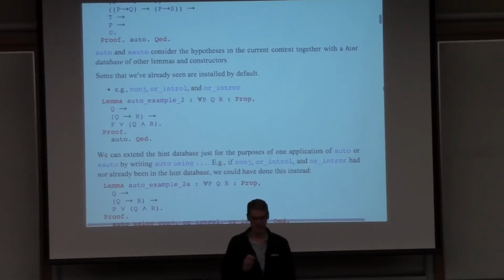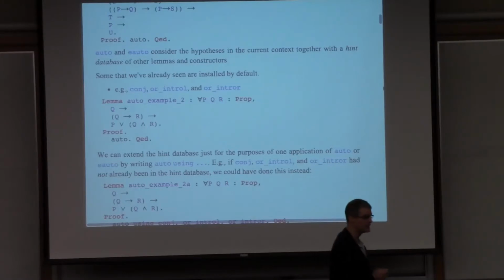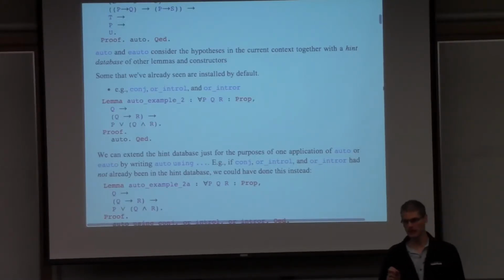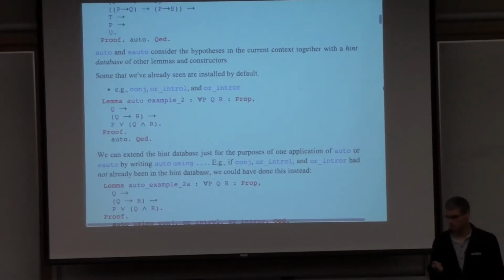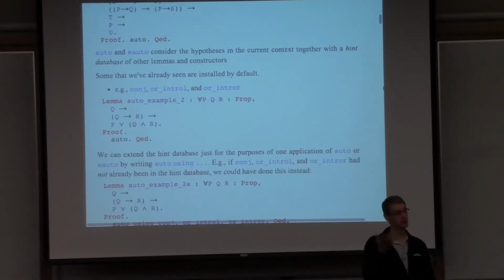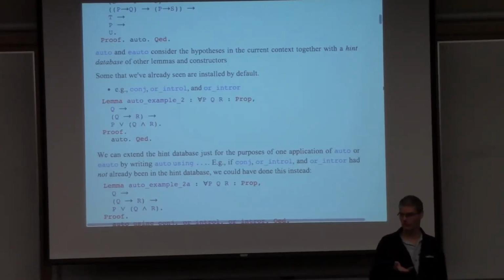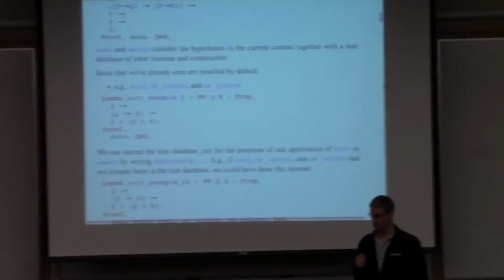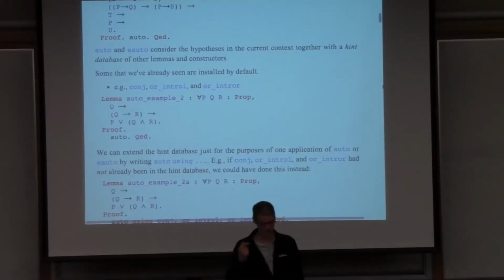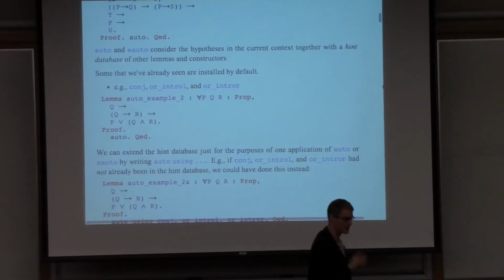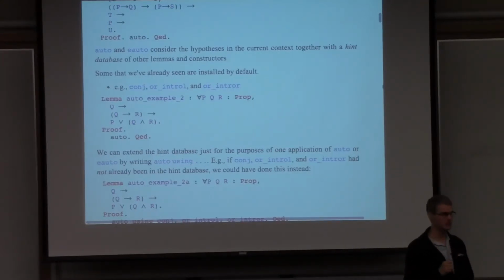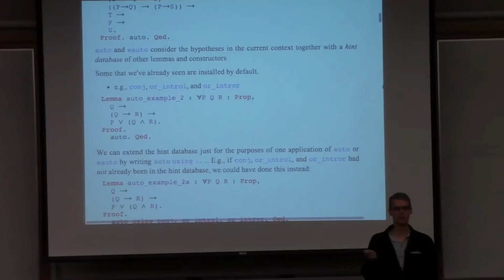So it has a notion of a hint database, which tells it, here are some things from the global context that you should also consider applying. And that hint database can be managed by you. Some of the things that we've already seen, for example, the constructors, conj, intro R, intro L, for OR, are pre-installed by the library where they're defined in the hint database. So auto will always look for those.